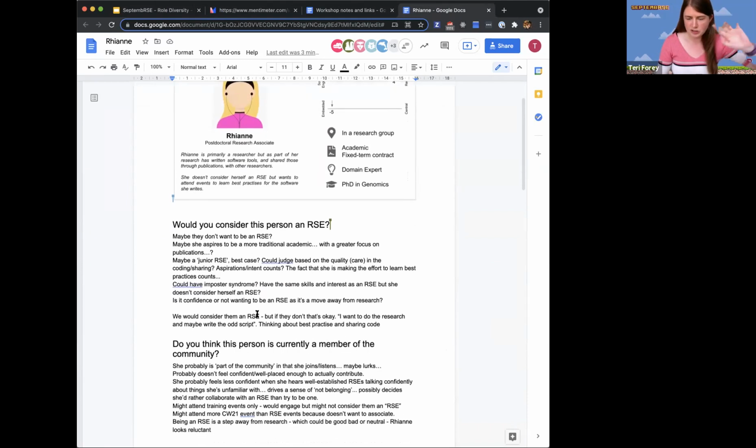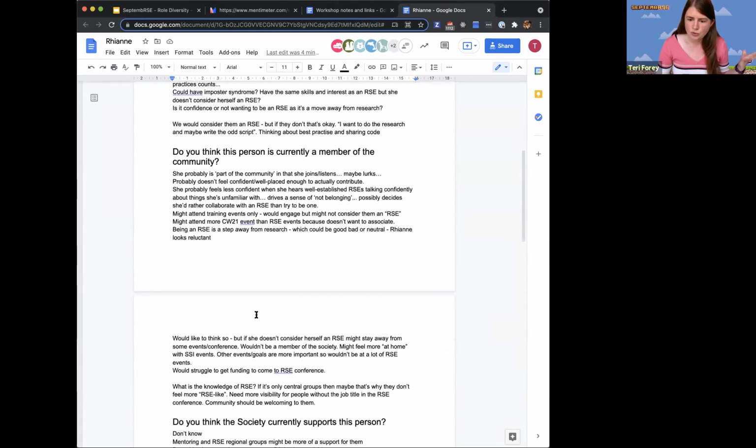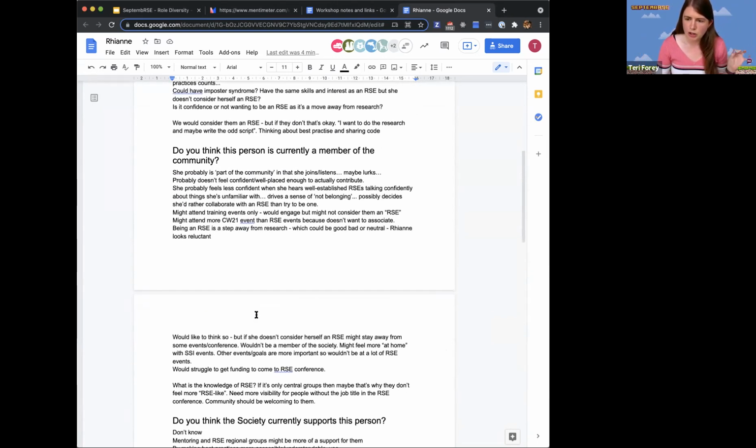So in Rianne, we talked about if we considered this person to be an RSE because they're writing software, they're sharing software, and they're interested in best practices for the software they write. So we explored why Rianne doesn't consider herself an RSE, and we talked about maybe it's imposter syndrome and not feeling like they have the right skills. Maybe it's a lack of confidence. We talked about this person might be a sort of lurker in the community, but not actively engaging because they don't consider themselves to be an RSE.